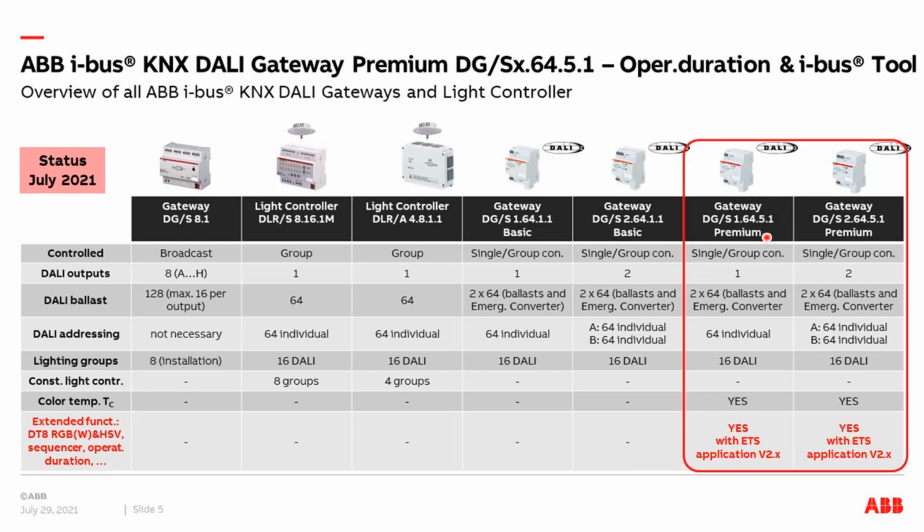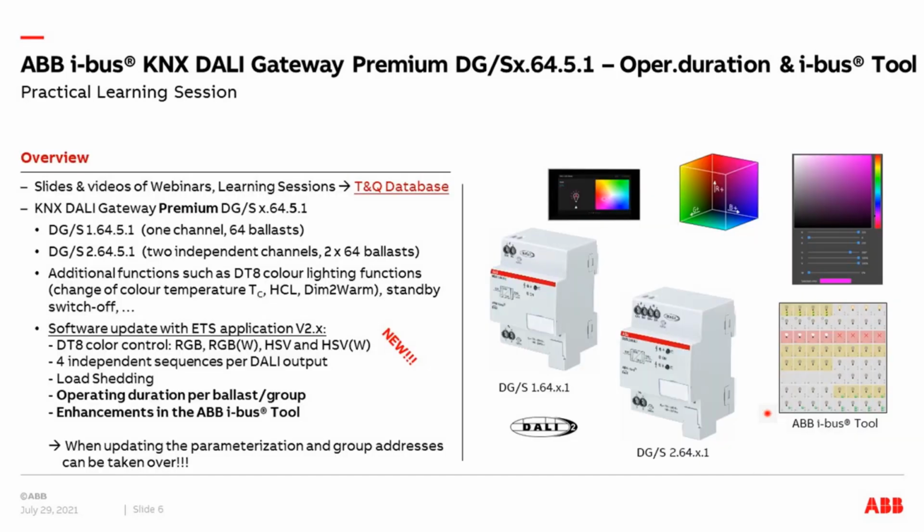The next two DALI gateways are the DALI gateways Premium, DGS1.64.5.1 or DGS2.64.5.1. So the 5 means these are premium devices. They have the same functions as the basic, so we can use them for single control or group control and also emergency converters, plus some functions like color temperature control between warm and cold white. Last month we launched a new update, and with the new update we have extended functions.